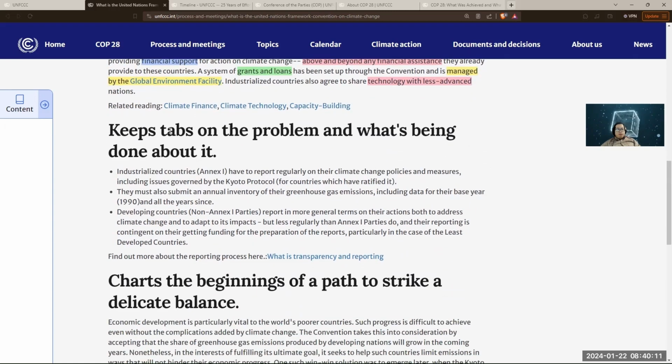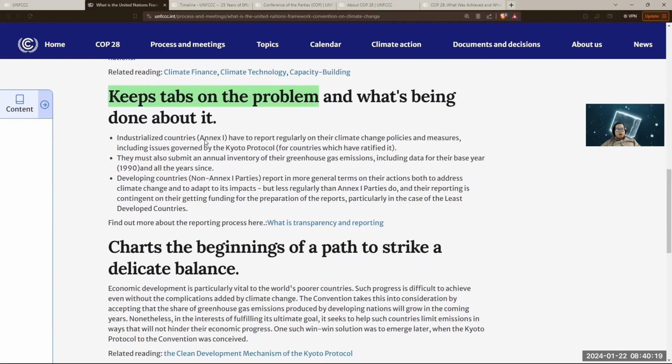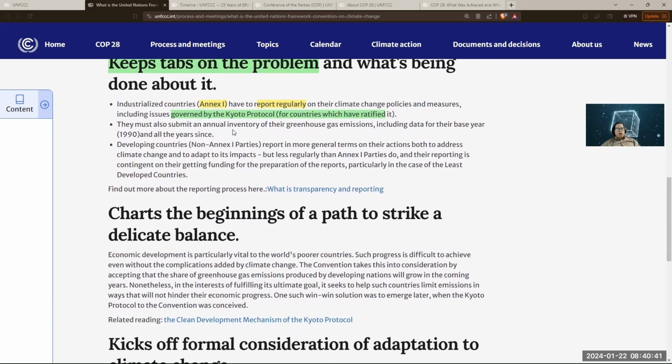Okay, we keep tabs on the problem so we can keep tracking. It's just scientific evaluation. Annex 1 is the developed, industrialized countries. They have to report regularly. You have to measure it. They're governed by the Kyoto Protocol, for countries who ratified it. A couple of industrialized countries did not ratify it. We'll talk about that later when we get to the Kyoto Protocol.